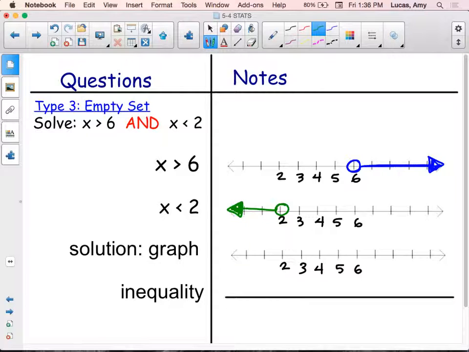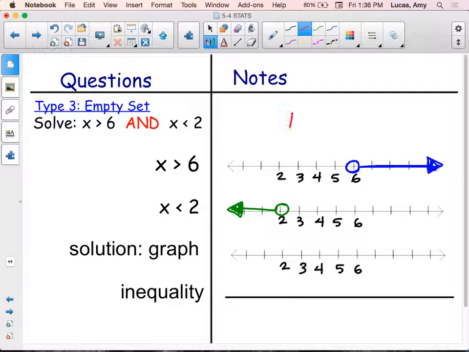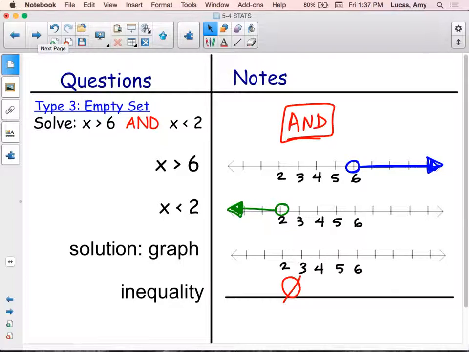So these rays, if I click and drag to put them together, do not overlap. We're looking for the intersection. We're looking for numbers that are on the first ray and the second one. There aren't any. So I'm not going to graph anything on my number line at all, and I'm simply going to write for my inequality empty set. There are no numbers in the intersection. It's impossible to give me a number greater than 6 and less than 2 at the same time. None of the numbers greater than 6 over here are less than 2 at the same time.